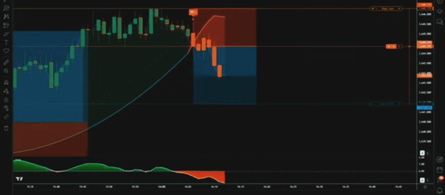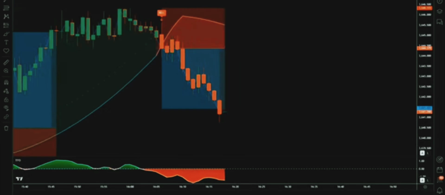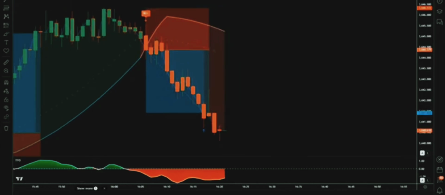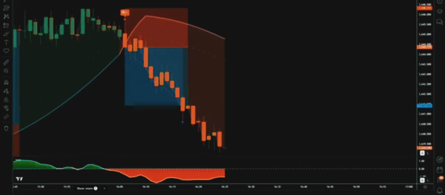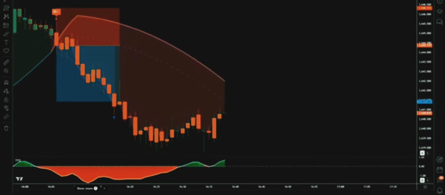Let's see what happens to our trade. The market has completely hit the target. I hope you must have understood this trading strategy. If not, then it doesn't matter. We are going to see examples of some trades, so that you will definitely understand.